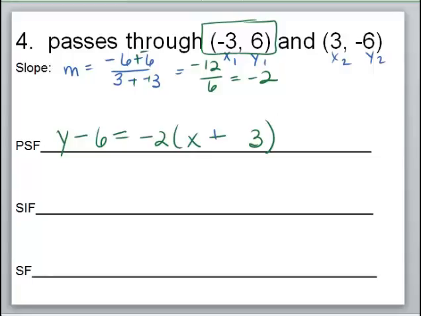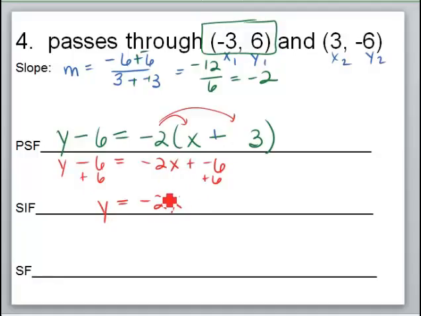Continuing on then, we would distribute. We can write it in slope-intercept form. This will give me y minus 6 equals negative 2x. Negative 2 times 3 is negative 6. And then what I'm going to do is add 6 to both sides. So y equals negative 2x. That's the only thing I need to write for slope-intercept form.